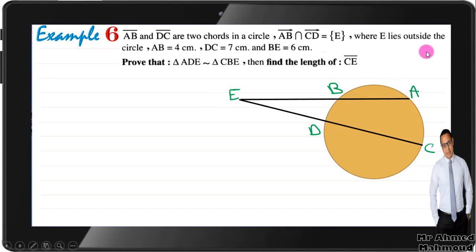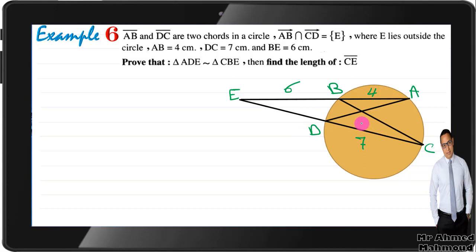Okay, where E lies outside the circle, AB equals 4, DC equals 7, BE equals 6. Prove that ADE, so I need to connect AD, is similar to CBE, so I need to connect CB like this.